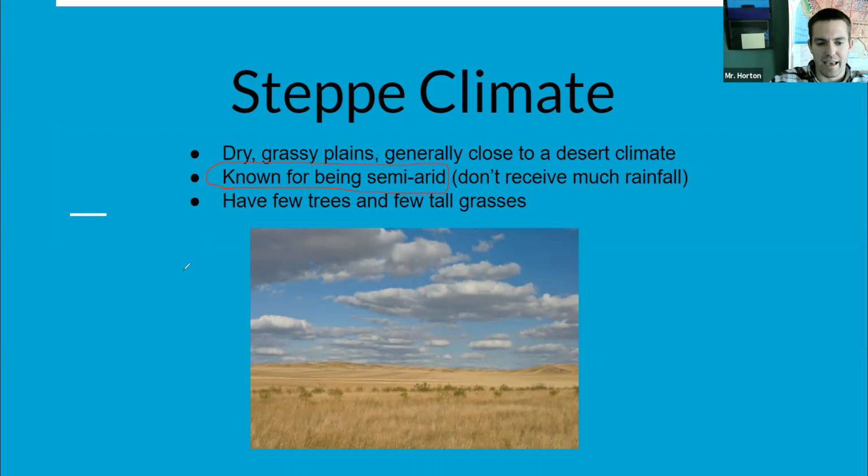These tend to be more our plain regions, the Great Plains. They're very dry, grassy plains, generally closer to the desert climate. They're close to a desert climate in location, but they're not quite a part of the desert climates because they have more grassy plains. They have few trees and few tall grasses. But the big thing with steppe climates is they're known for being semi-arid, so they don't get a lot of rainfall.